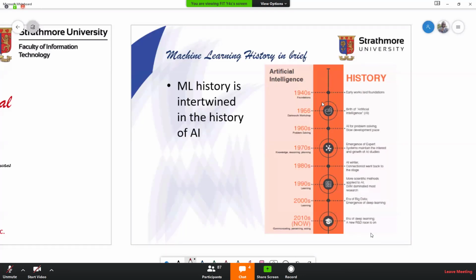Early works laid the foundations in the 40s, birth of AI is in the 50s, AI starts to solve problems, general problem solvers in the 60s. None of us was there, even me. Emergence of expert systems. You remember KBS, and the reason why we are not knowledge-based engineers is because the thing collapsed. This is going to be the story, by the way, in this section. Because KBS falls under what we call the classical machine learning part.